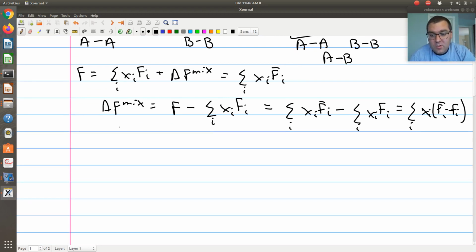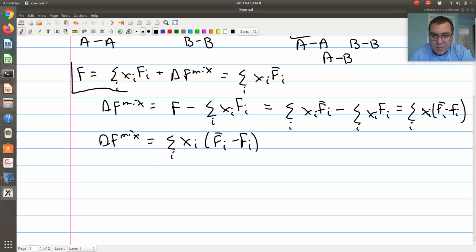So just to write this out, delta f of mixing we can write as the sum over i of x_i times (f-bar_i minus f_i). And we'll use that as our base. Then if we wanted to calculate f, f could be written as the sum over i of x_i f_i plus delta f of mixing.